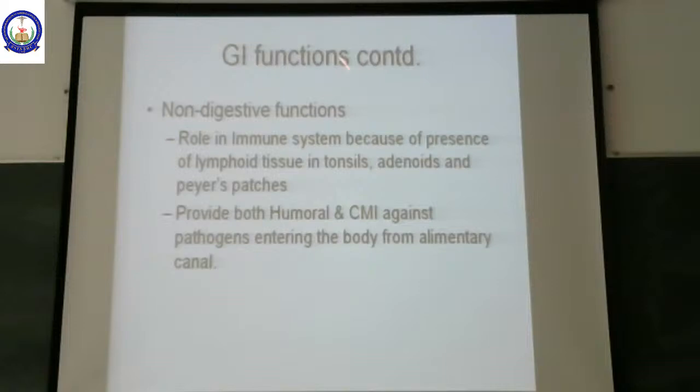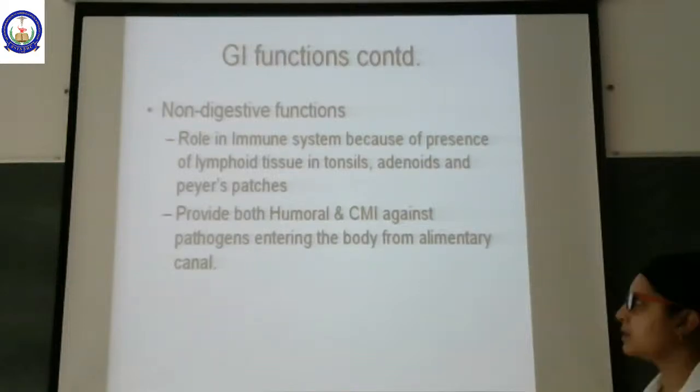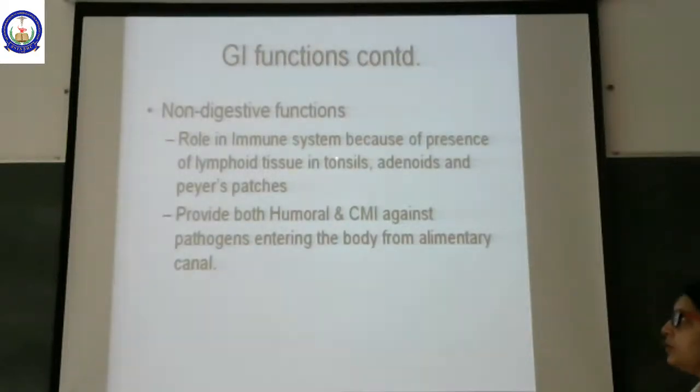Some of the non-digestive functions of the digestive system are the role in the immune system because of the presence of lymphoid tissues. Okay, wherever the lymphoid tissue is present, it is defensive in function. It will protect the body against infections. So where are they present? They are present in the tonsils. Tonsils are those rounded structures which are present in the throat.